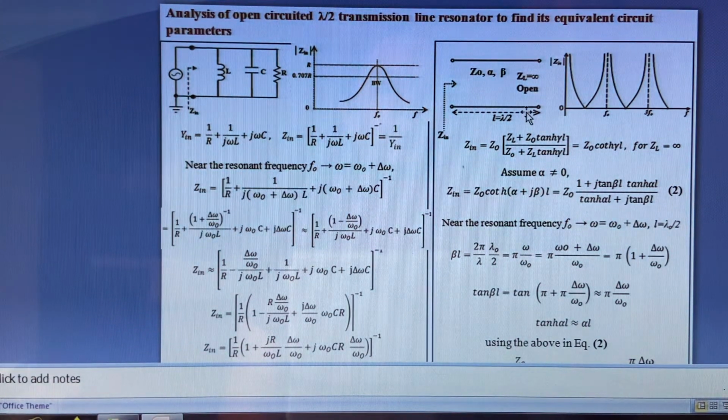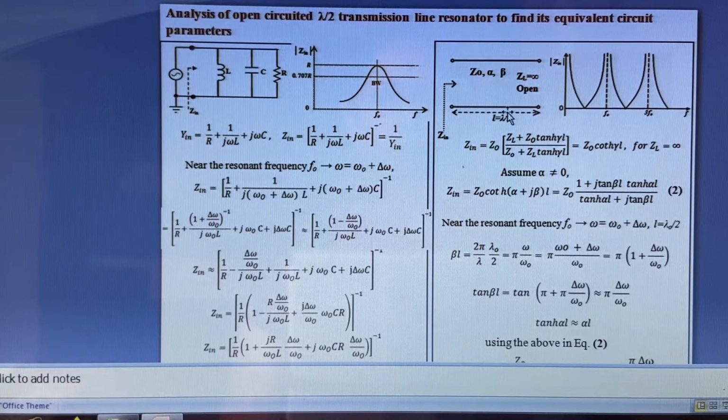To obtain the circuit parameters L, C, R in terms of Z0, alpha, beta and the length of the line, we will find the input impedance of this parallel circuit and also the input impedance of this open circuited lambda by 2 line near the resonant frequency.